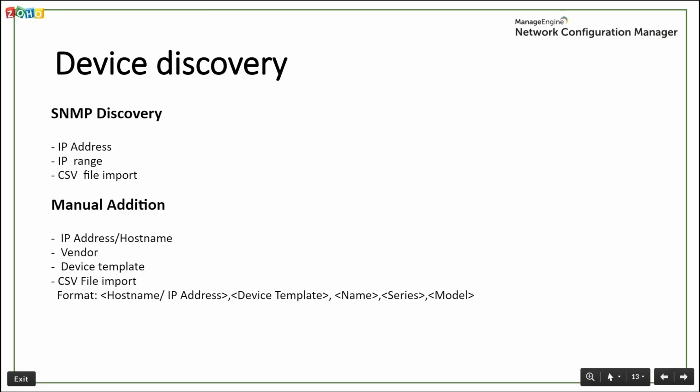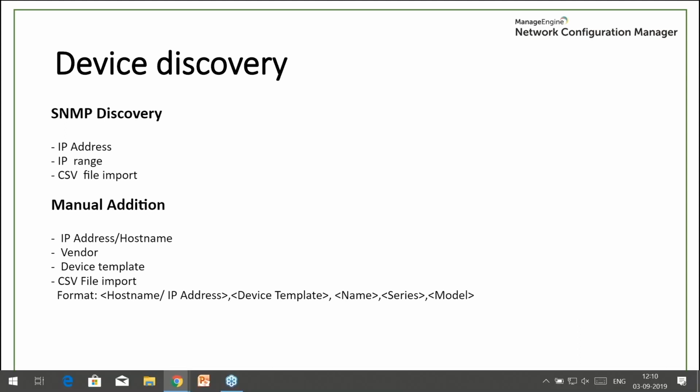So like I showed you before, there is the IP address, the IP range, and CSV file import based discovery, which fall under the SNMP discovery category. Then there's the manual addition, which is not very different from the SNMP discovery. In manual addition, you can add individual devices using IP address or host name, and also you can add multiple devices using a CSV file import. So let me show you how to add devices manually.